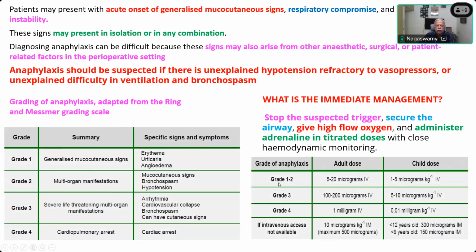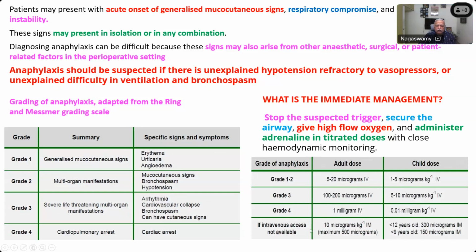epinephrine for grade 1 to 2, that is simple erythema, urticaria, angioedema, or bronchospasm, hypotension: adult dose is 5 to 20 micrograms IV, and children 1 to 5 micrograms. Whereas grade 3, where there is a life-threatening arrhythmia and other things present: 100 to 200 micrograms IV for adult and 5 to 10 micrograms IV for child. And grade 4 can straight away push 1 milligram IV or 0.01 milligram per kg IV.